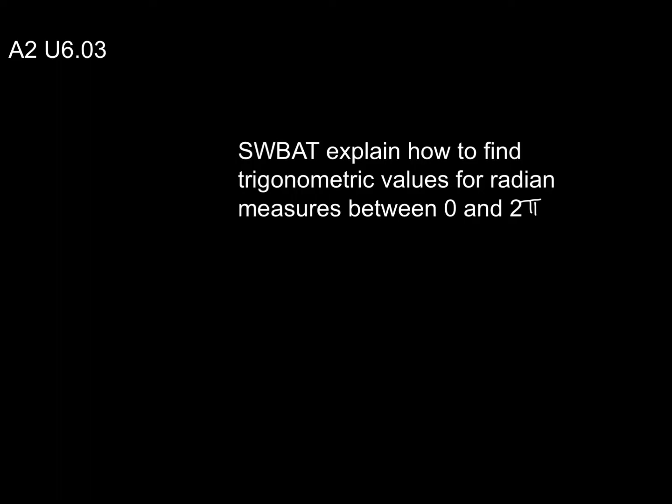Welcome to 6.03. We're going to work on finding trigonometric values for radian measures between 0 and 2 pi. And so that might sound a little weird right now. Don't worry, it will make perfect sense in just a bit. And radian measures between 0 and 2 pi should already be starting to make a good amount of sense.